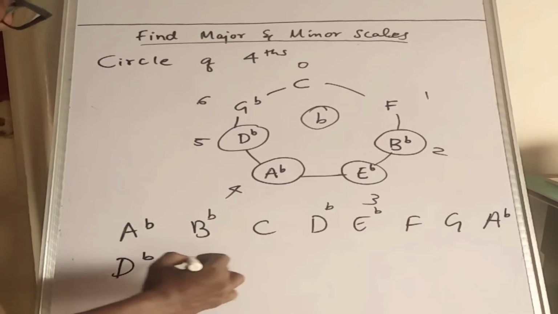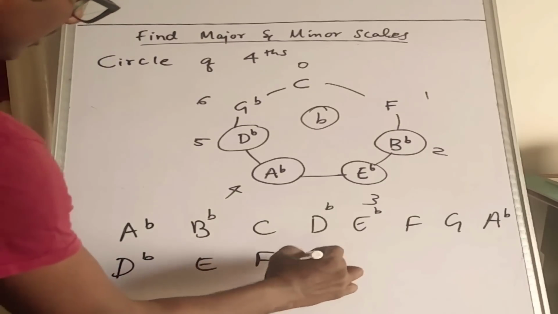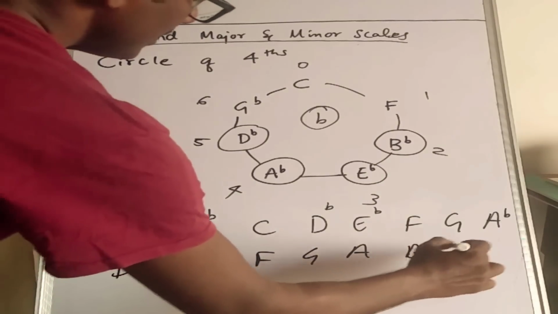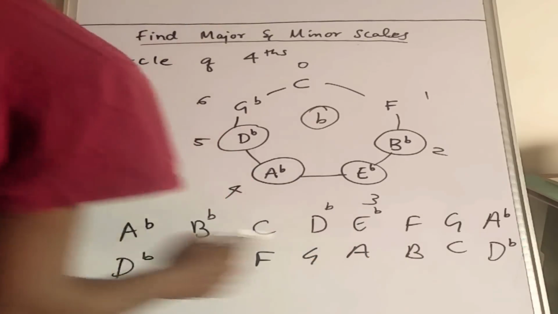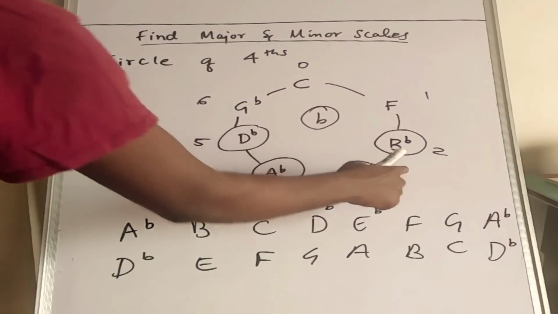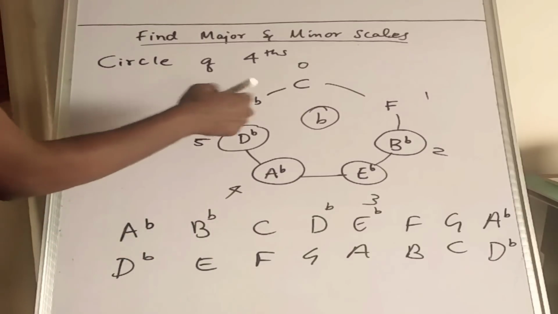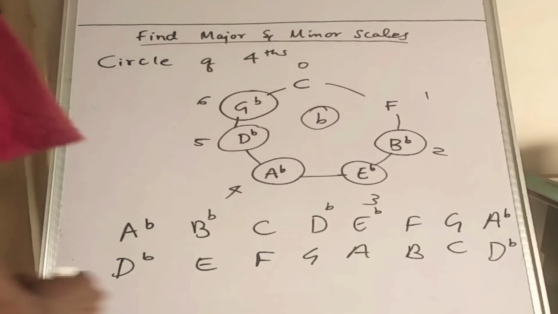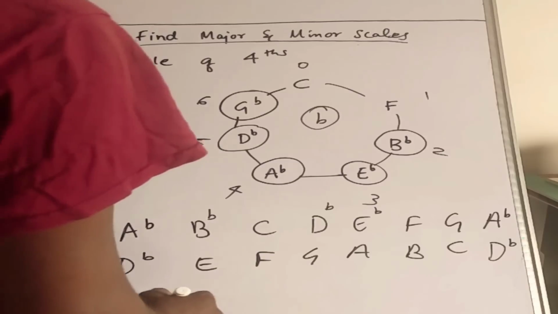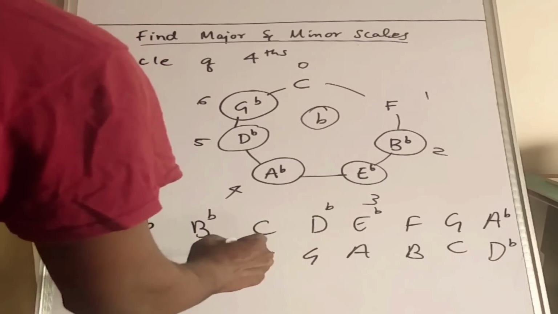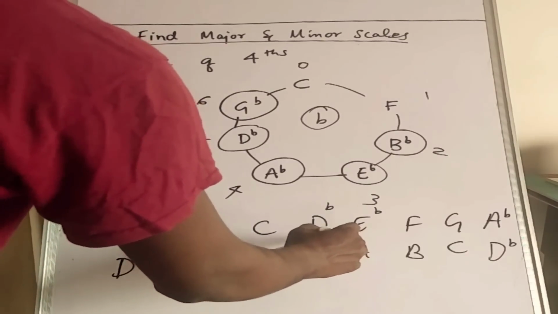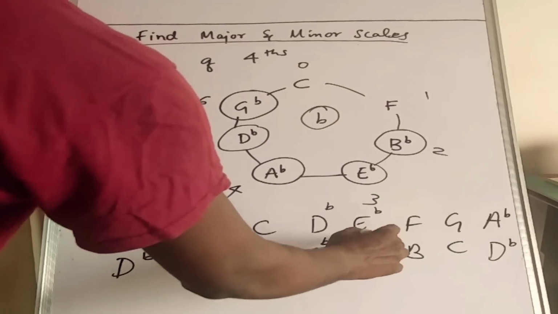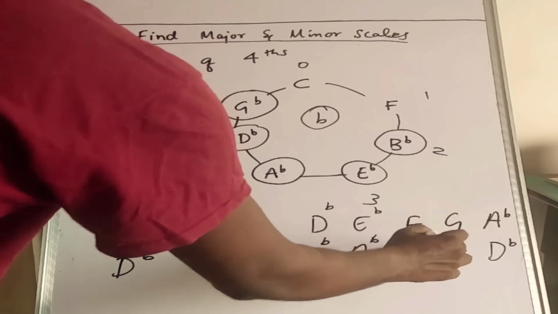The next flat is a D flat scale. Write the notes as it is. Go to the next note, which is G flat. It's right: E flat, G flat, A flat, B flat, and D flat.